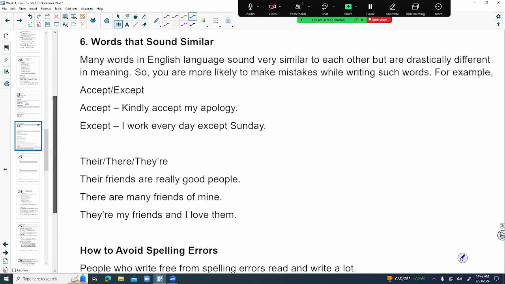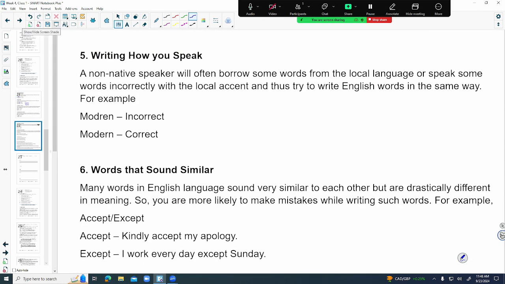And then some of the writing how you speak. So for a non-native speaker, we'll often borrow some words from the local language, or speak some words incorrectly with the local accent, and thus try to write English words in the same way. So for example, some people will say modren. Okay, modren is incorrect. The correct word is modern.